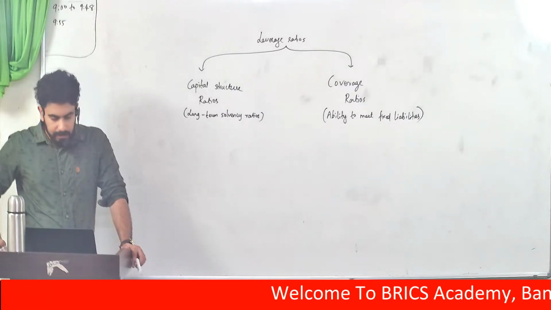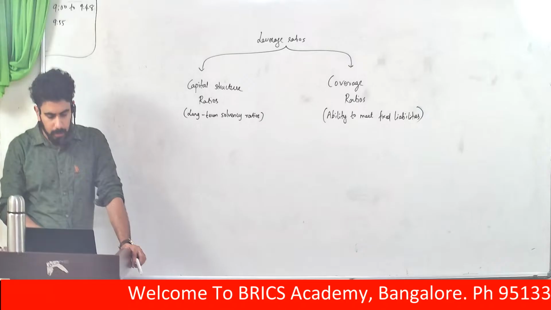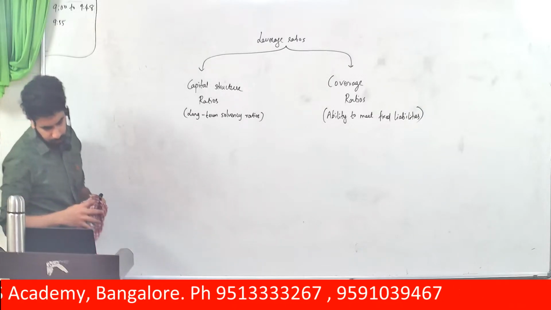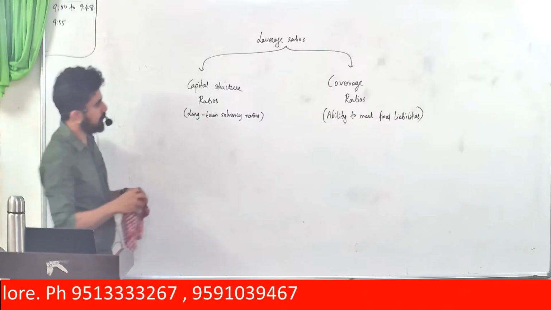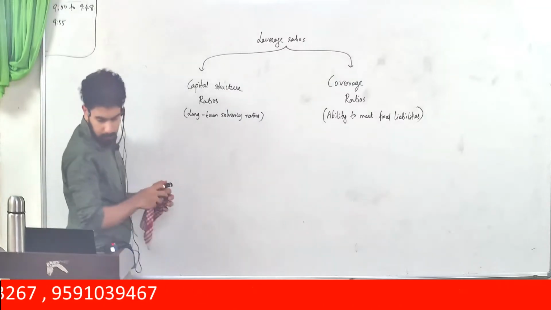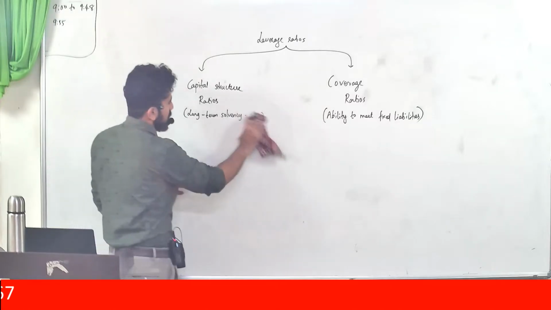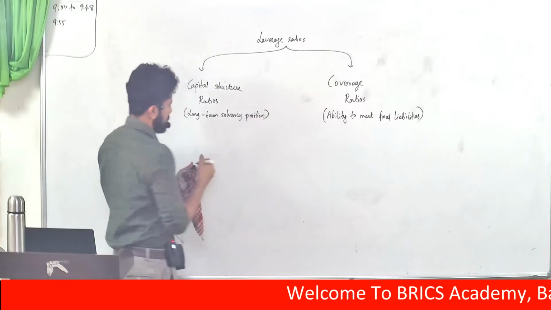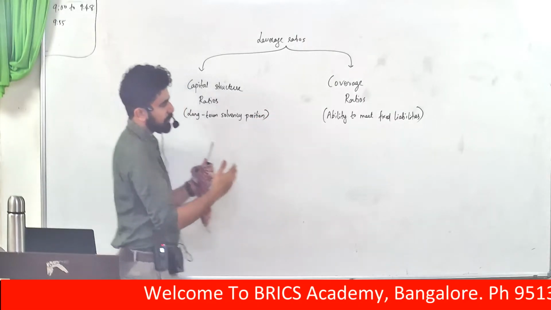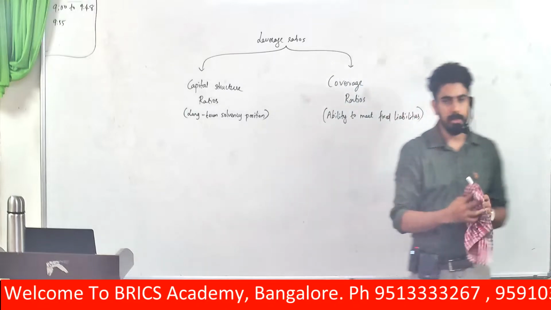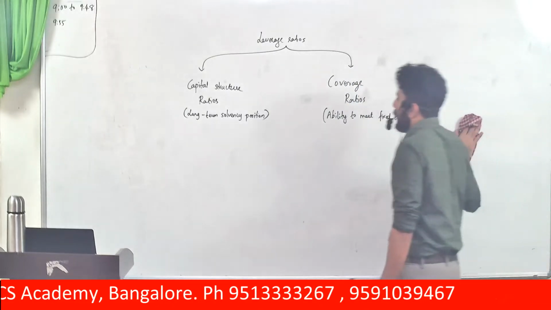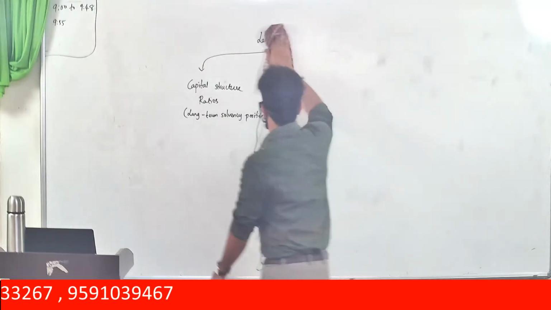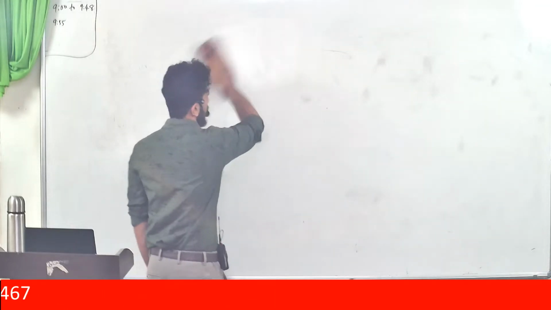Then put a heading, capital structure ratios. Below that, we'll write one by one. Guys, do one thing. Just write this: long-term solvency position. This tells us the ability to meet the fixed liabilities. Then put a heading, capital structure ratios, and below that we'll write the ratios one by one.